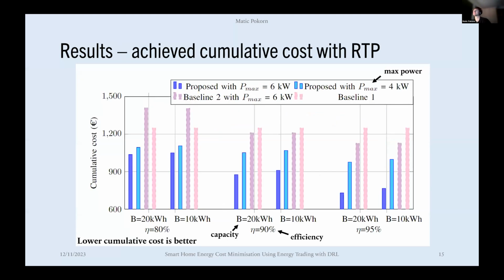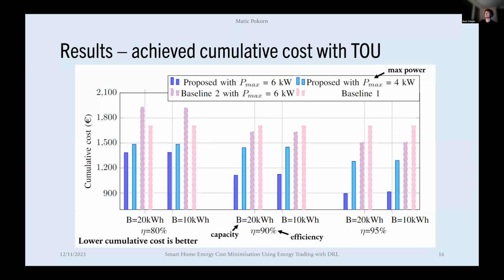So here are the actual results. On the y-axis we can see cumulative cost, and the blue bar plots are 2 instances of our DRL agent. And we also have some different battery specifications, such as capacity, efficiency, and input and output power. We can see in all instances, our solutions are better than both baselines. And we are looking at a graph for the RTP market price.